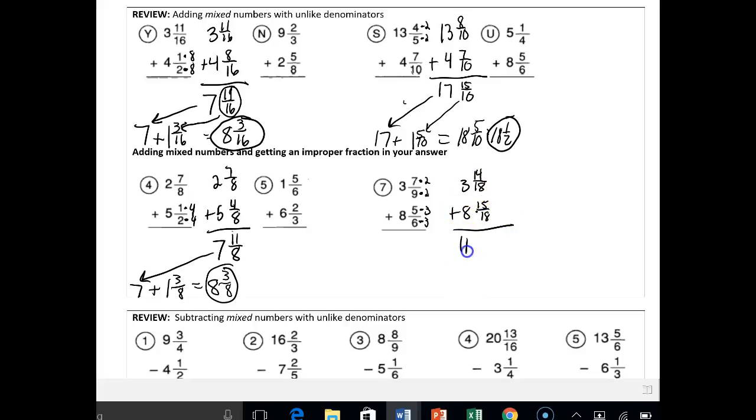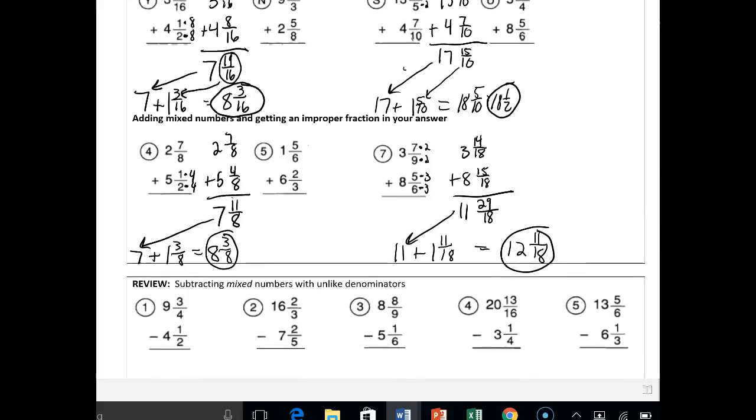Let's add this up. 3 plus 8 is 11. 14 plus 15 is 29. 18 and 18 stays the same, right? So we keep the 11. How many times does 18 go into 29? Well, it goes in there one time, with how much left over? Happens to be 11, right? 29 minus 18 is 11. And we keep our denominator the same. So our answer happens to be 12 and 11/18.